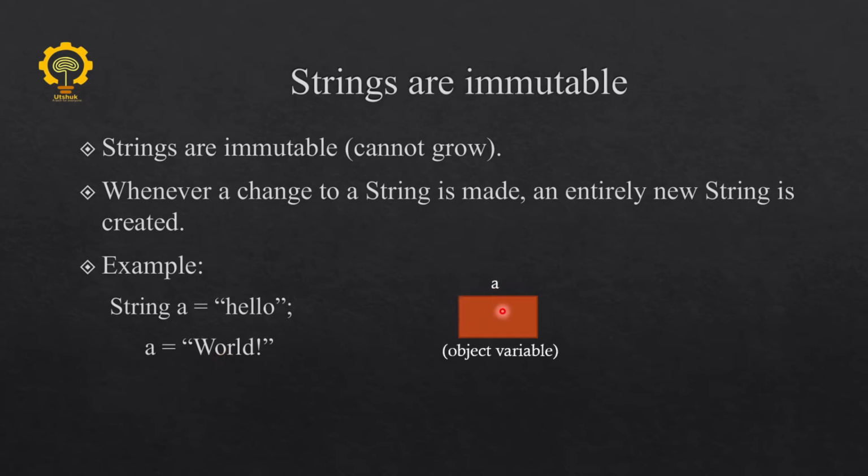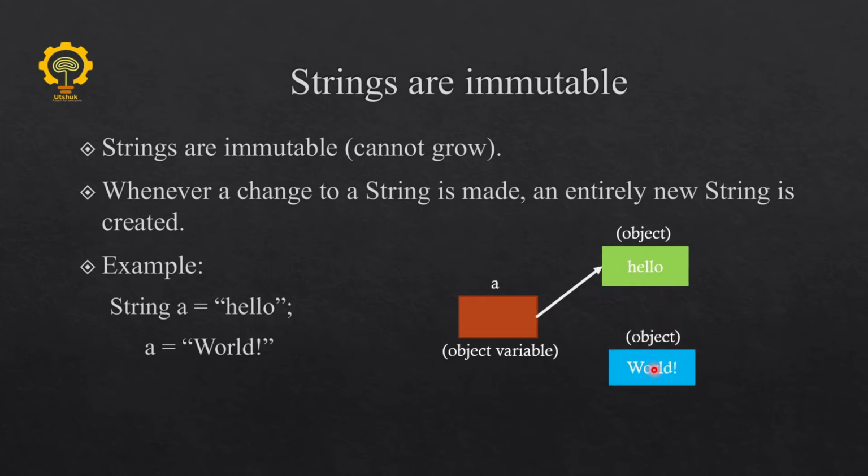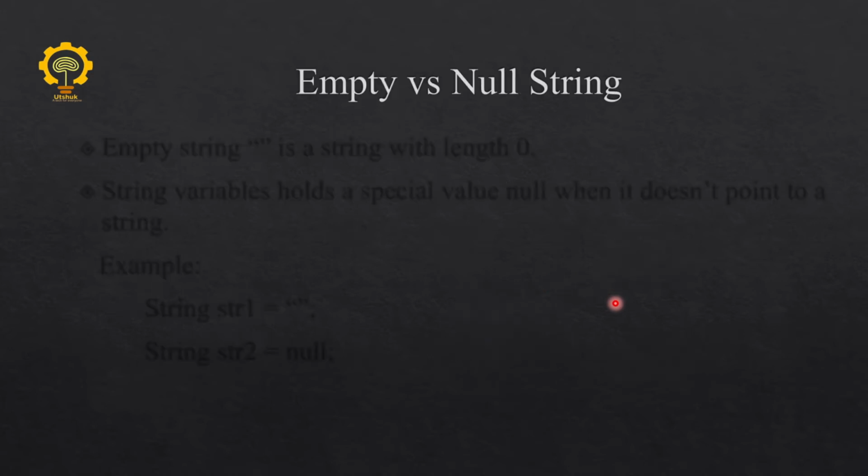Suppose we have a as a string and it's an object variable, so it's gonna point to this object at first as hello, and whenever we make changes to this variable again, it's gonna create another object and point to this object. So here the pointer now points to this new object whenever we modify the same object variable. So strings are immutable, and in order to make a string mutable, we need to use the concept of string builder.